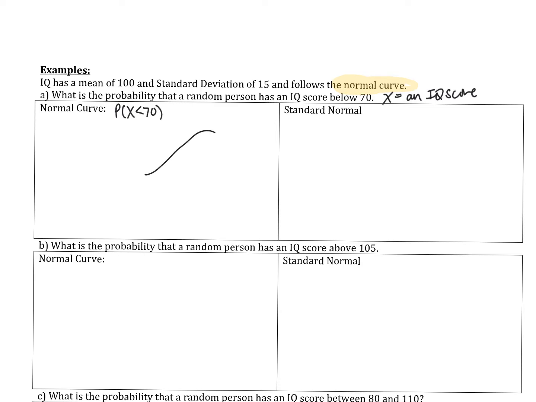So let's draw a little picture. I've got a normal curve centered at 100 with a standard deviation of 15, and I want to know the probability of having an IQ score less than 70. So let's say 70 is here. I want to know the probability of being less. So I'm trying to find this area under the curve.